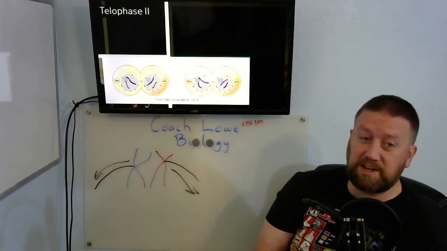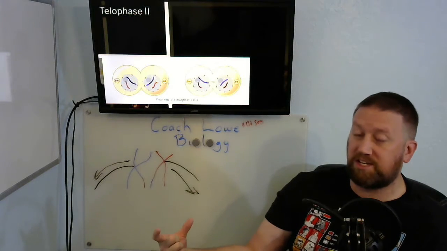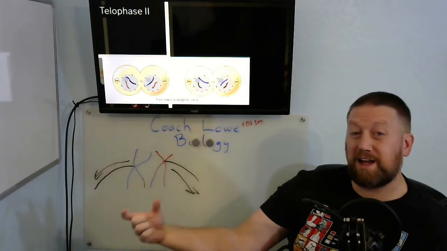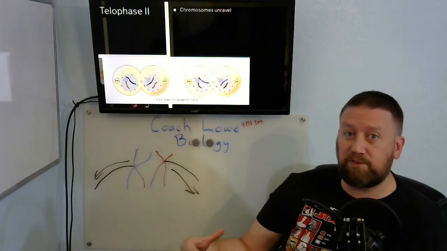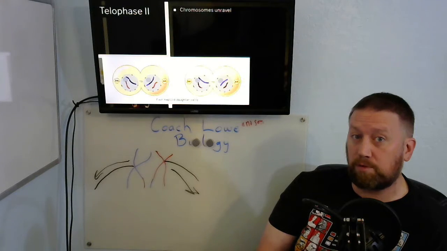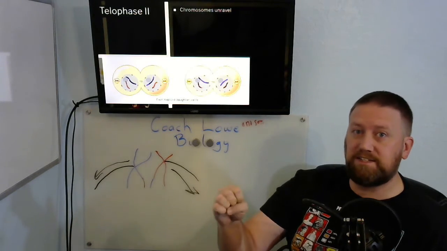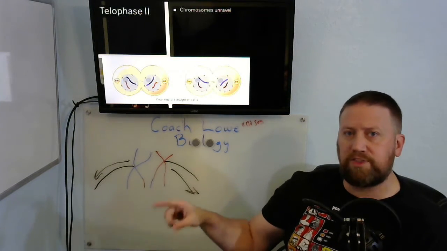And then telophase 2, we have one sister chromatid, now a chromosome, in each side of the cell, each pole of the cell. And so the nuclear envelope forms around those chromosomes, and we have a new nucleus. That nucleus has different genetic information in every single one of the daughter cells.